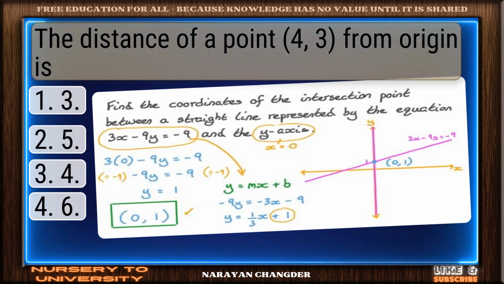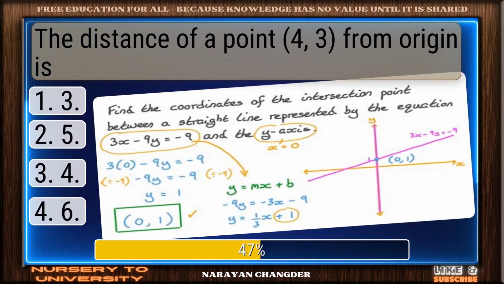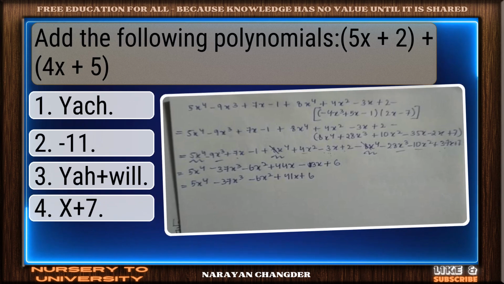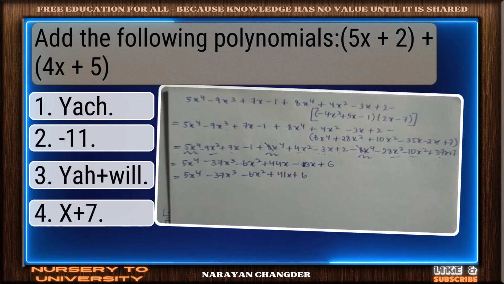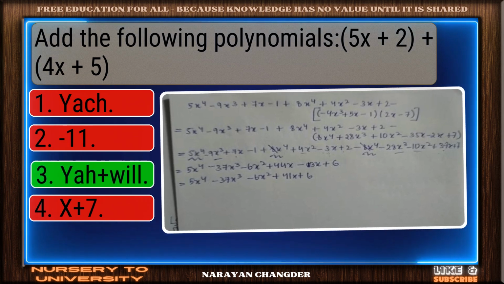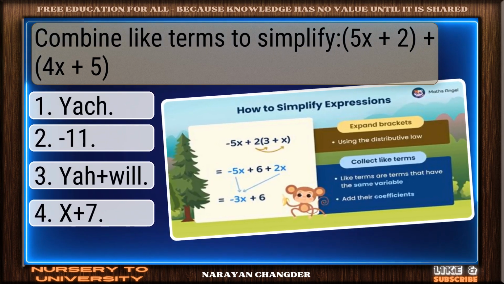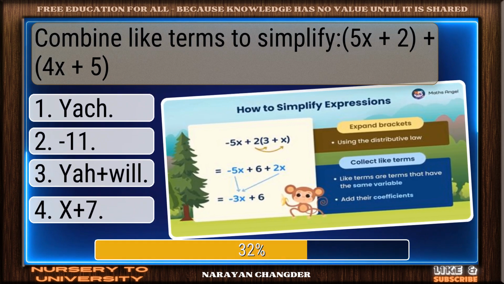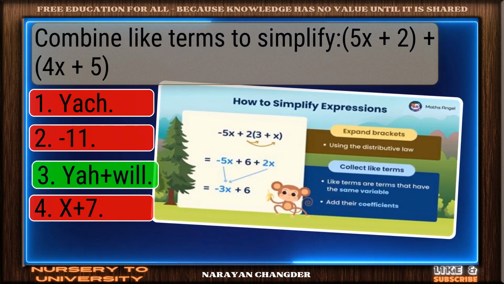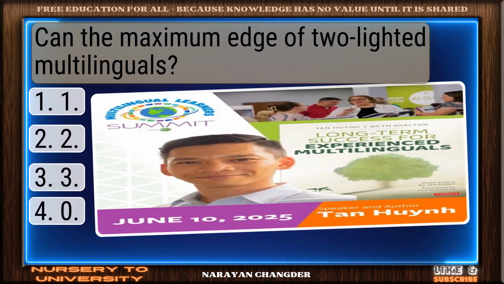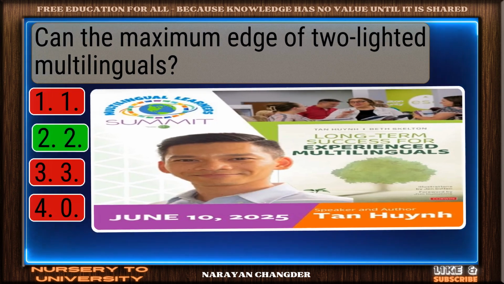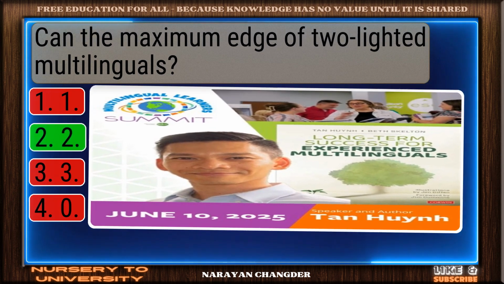The distance of a point from origin is... Strong choice. 5 is right. Add the following polynomials. Plus. Well done. The plus one is right. Combine like terms to simplify. Plus. Nicely done. The plus one is solid. Can the maximum degree of 2 be in a polynomial? Well reasoned. 2 is correct.